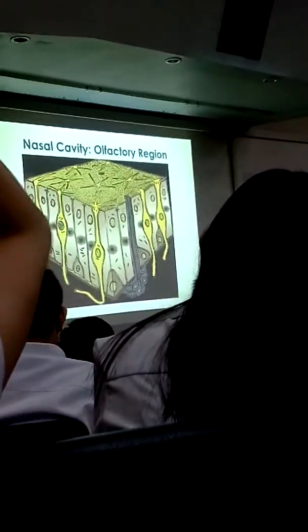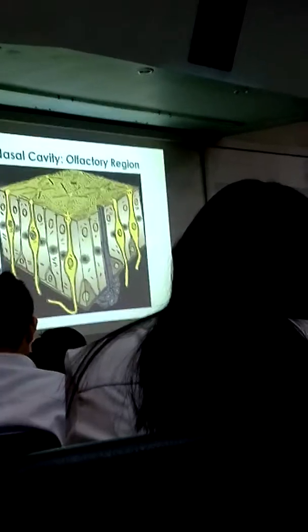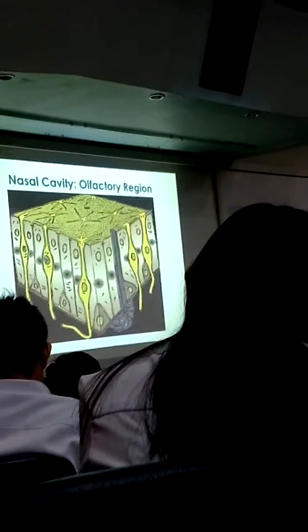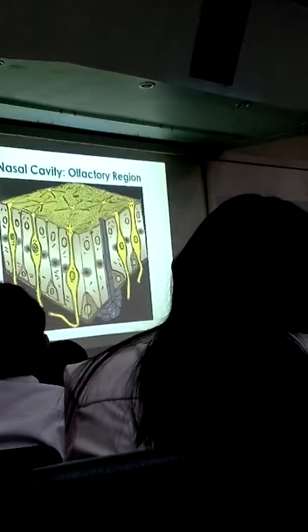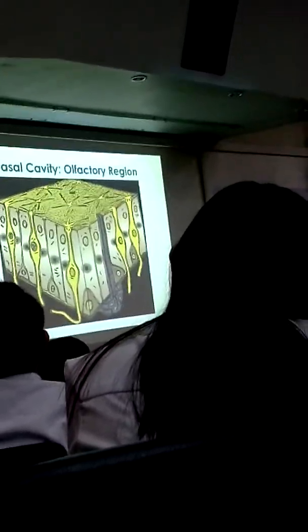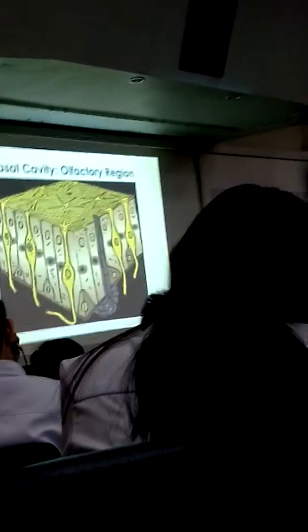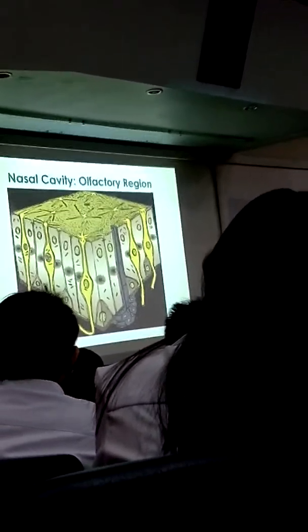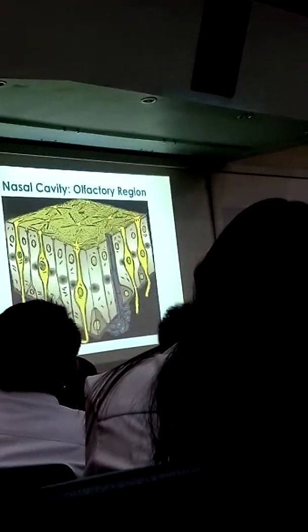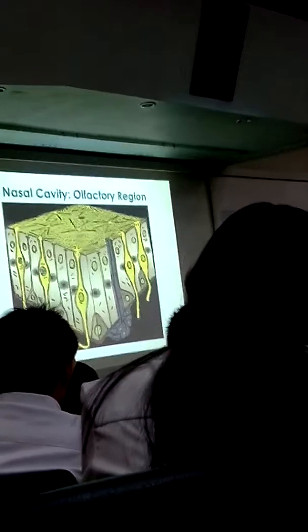As we discussed earlier, it is composed of pseudostratified columnar ciliated epithelium, but in comparison to that of the respiratory region, there are no goblet cells. So what are the major types of cells that can be found in the olfactory region? What are these yellow cells? How about this one?